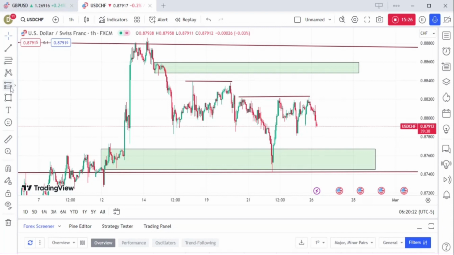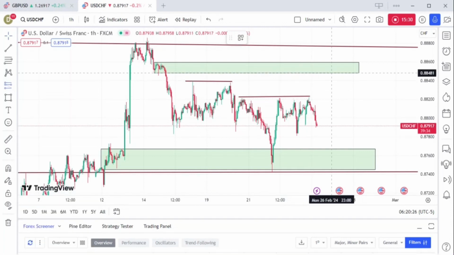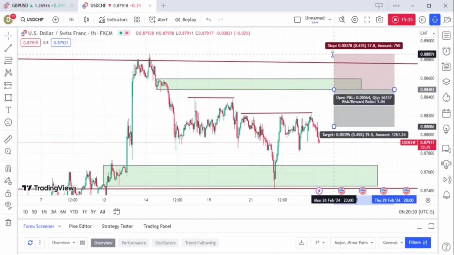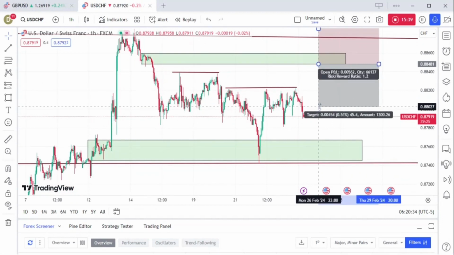Now remember this. I'm shorting from this zone. I'm putting my stop loss above this swing high here and targeting this area. Now let me use Fibonacci to show you where I'm going to target for a sell position in this area.